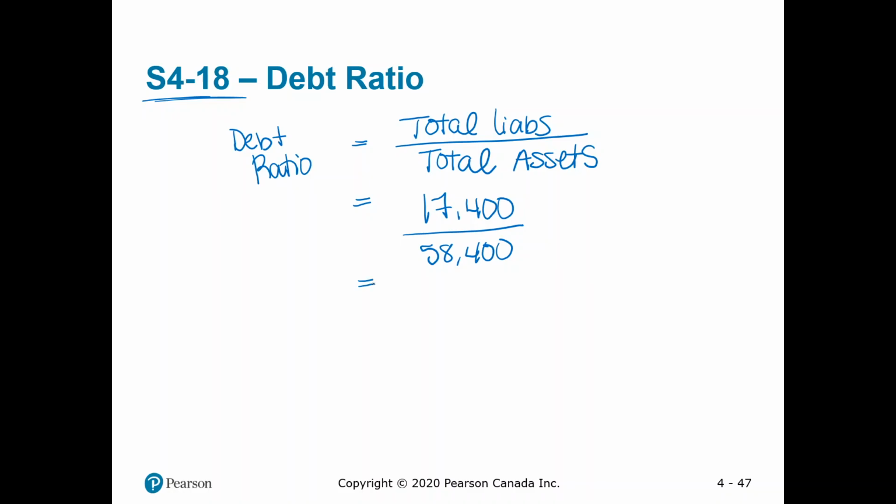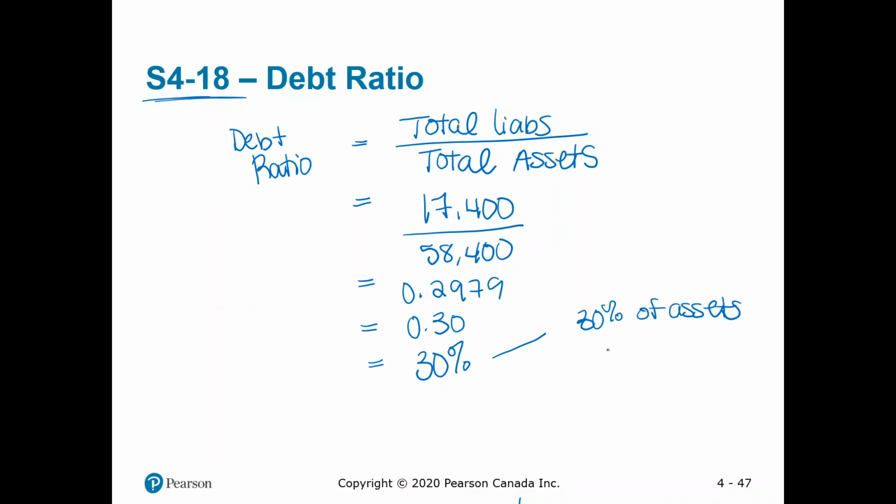If we do the math here, we end up with 0.2979. So typically we're going to round to 2 decimal places, so 0.30. And this, remember, we're looking at what percentage. So you would show this as a percent. So 30% of the assets were financed by debt. That is what this is telling us.